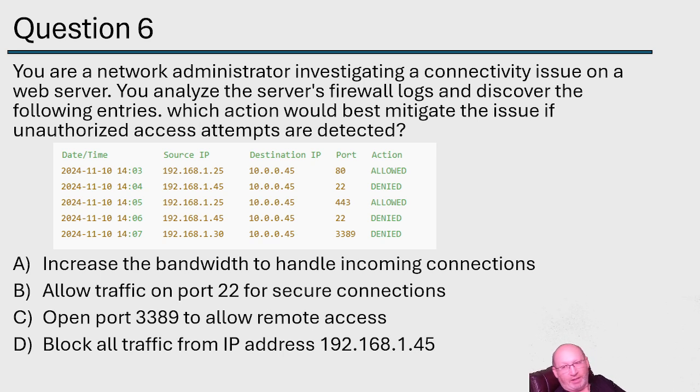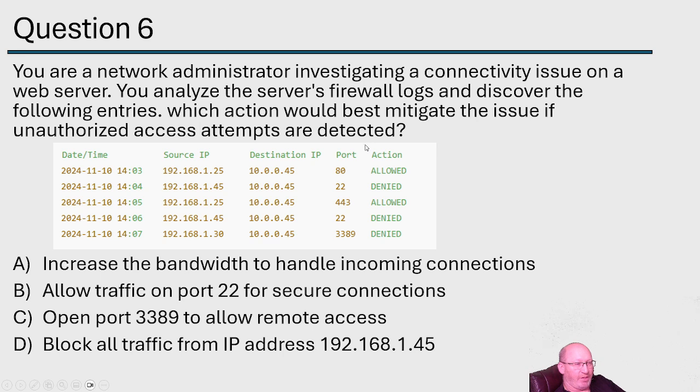All right, let's look at this log. We have our date and timestamp right here. We have our source IP. We can see we have multiple sources: 192.168.1.25, 45, 25, 45, and then .30 down here. We can see the destination IP address all matches, and we can see the port numbers 80, 22, 443, 22, and 3389. This is where understanding those ports comes in handy.